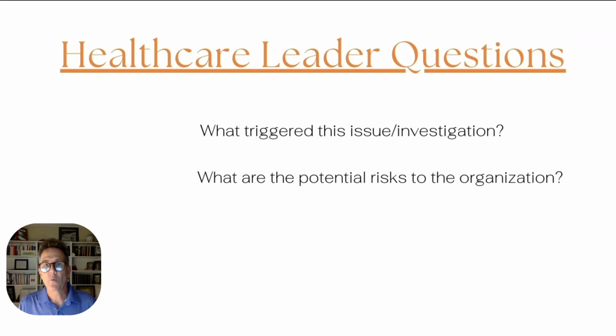The second one is, what are the potential risks to the organization? Here you really do want to think like a healthcare leader as best you can. So be thinking about things like, what's the risk to patient care? What's the risk to the organization legally, strategically, financially, reputationally, those kinds of things. If you can at least have an answer in your head to that question, that will help the discussion when you go on to talk with the leader.